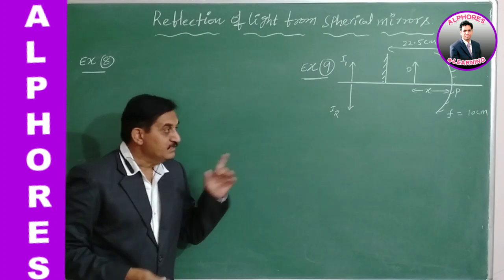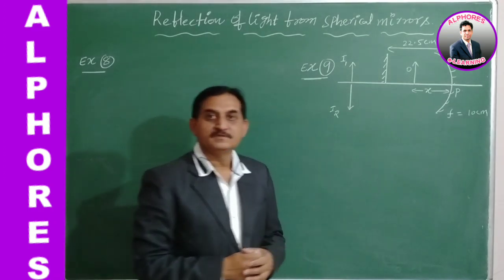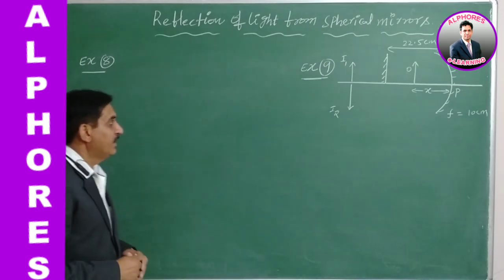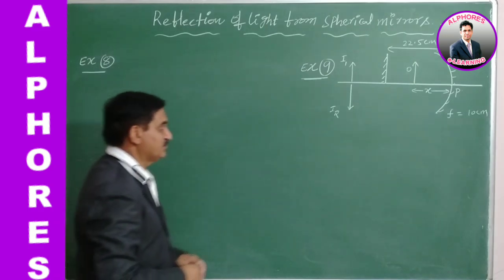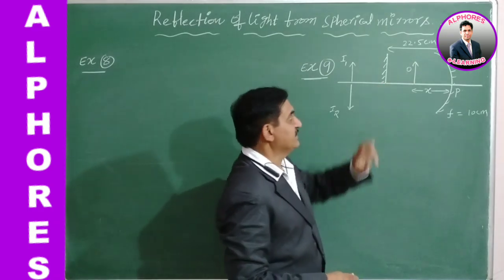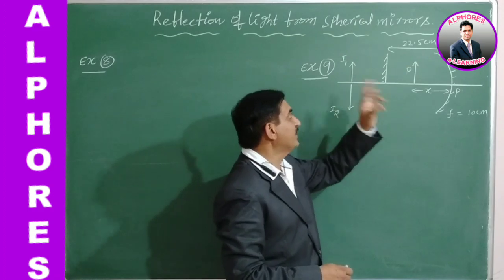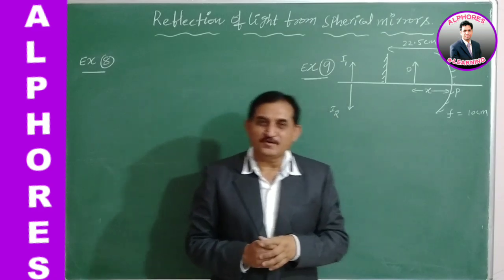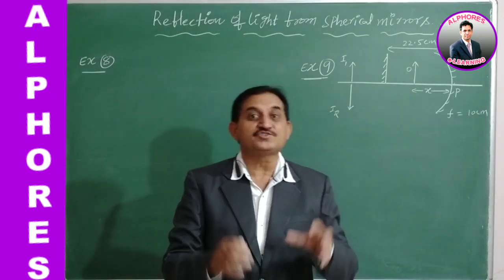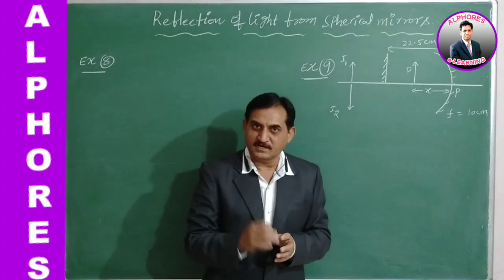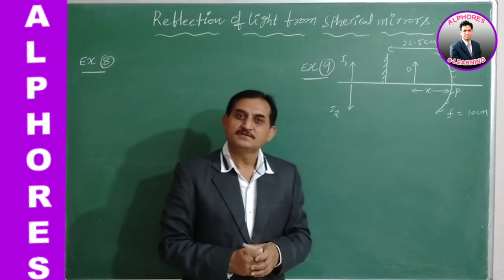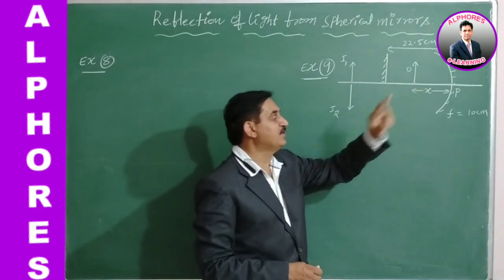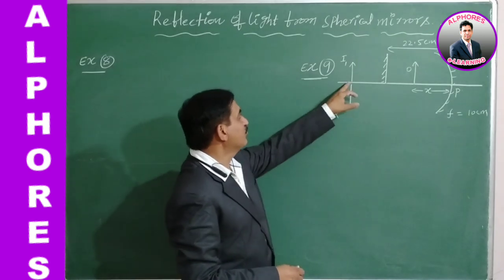See, here there is a concave mirror whose focal length is 10 centimeters. In front of this concave mirror, a plane mirror is kept at a distance of 22.5 centimeters. Now, where should the object be kept between these two mirrors, the concave and the plane mirror, such that the image formed by the plane mirror and the image formed by the concave mirror both coincide with each other?